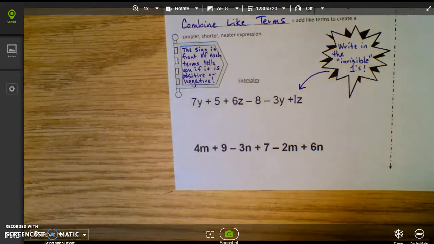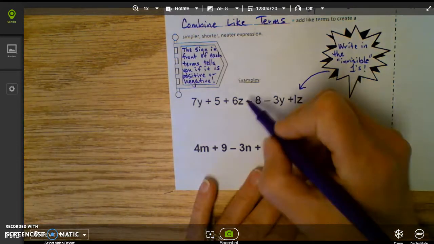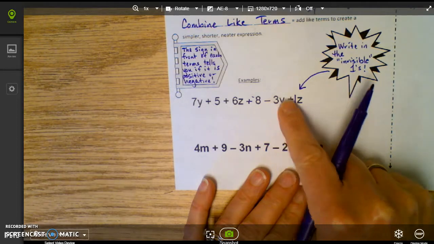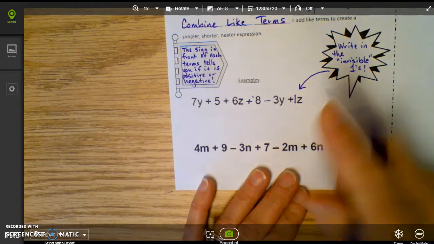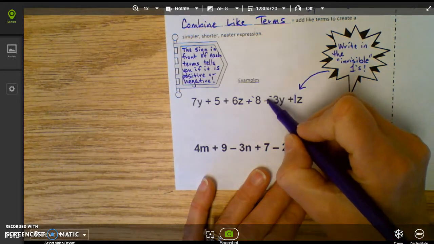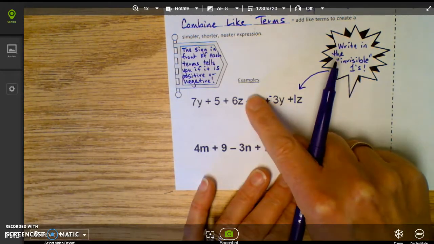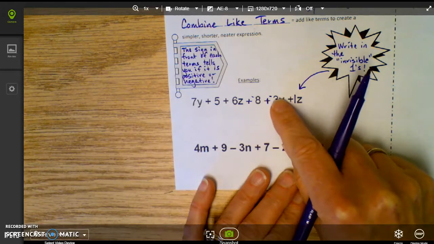Now guys, what we could do is we could do our keep, change. And then we could prove to ourselves that yes, that is a negative 8. And then we could do the same thing back here because we have another minus sign that we could do keep, change on. Some students like doing that, and then it is very clear that, yep, that's a negative 8 and that's a negative 3y.